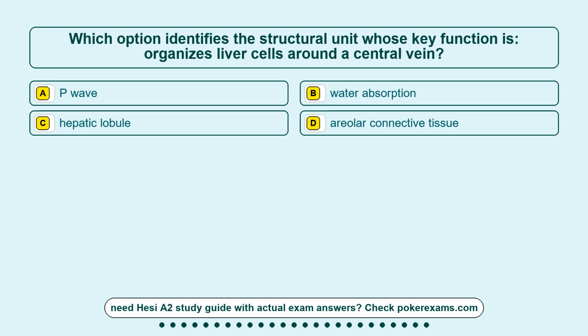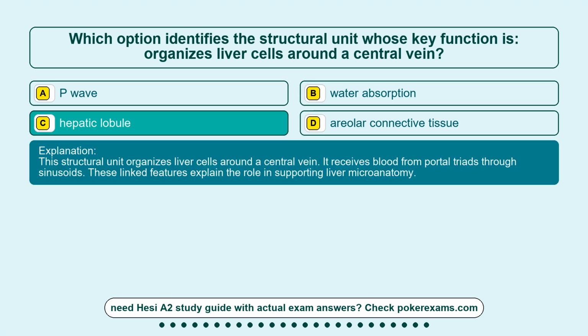Question 16. Which option identifies the structural unit whose key function is, organizes liver cells around a central vein? Option A, P-wave. Option B, water absorption. Option C, hepatic lobule. Option D, areolar connective tissue. The correct answer is option C, hepatic lobule. This structural unit organizes liver cells around a central vein. It receives blood from portal triads through sinusoids. These linked features explain the role in supporting liver microanatomy.